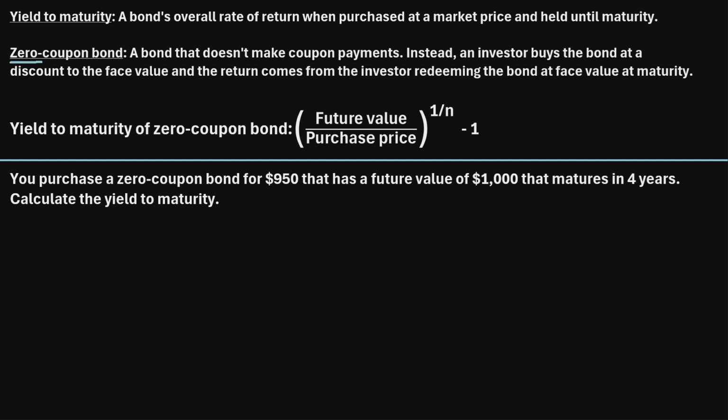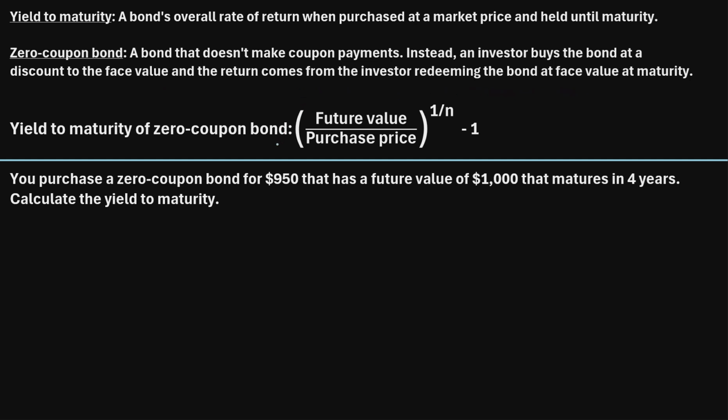And a zero coupon bond is a bond that doesn't make coupon payments, or in other words, it doesn't make interest payments. So most bonds will make payments semi-annually, so twice per year, they'll pay you a certain amount of interest. But zero coupon bonds don't do that, hence the name zero coupons. Instead, an investor buys the bond at a discount to the face value, or the issue price, and the return comes from the investor redeeming the bond at face value at maturity.